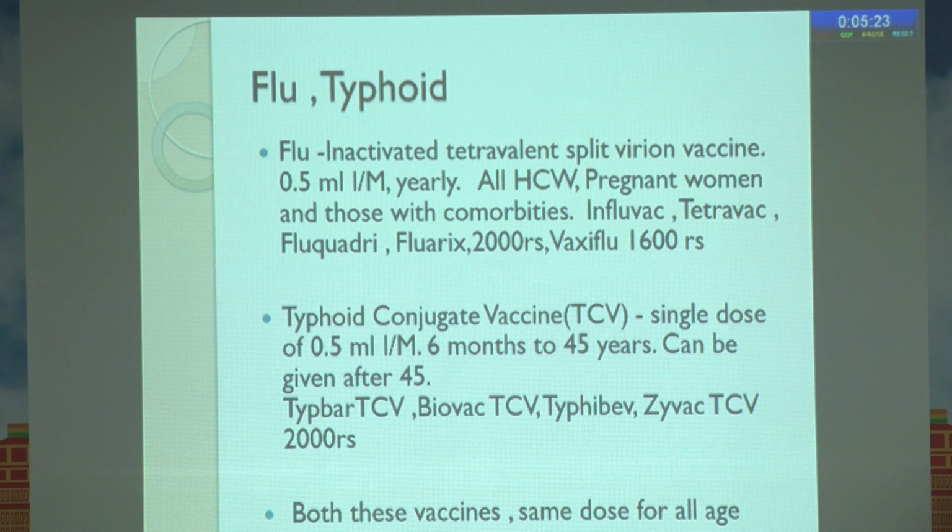Flu and typhoid vaccines. The flu vaccine is an inactivated tetravalent vaccine, 0.5 ml given intramuscularly. The dose is the same for small children of 6 months and for all others, healthcare workers, pregnant women, and those with comorbidities. Typhoid conjugate vaccine is the most cost-effective vaccine, and only a single dose is given throughout life. Same dose, 0.5 ml, for adults as well as for a child of 6 months of age.